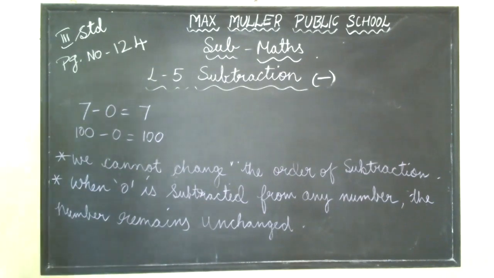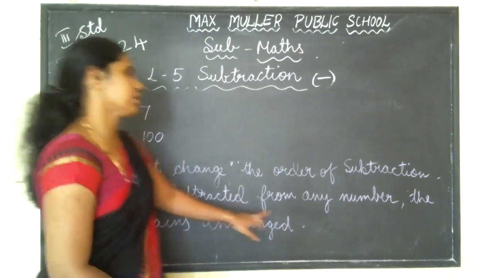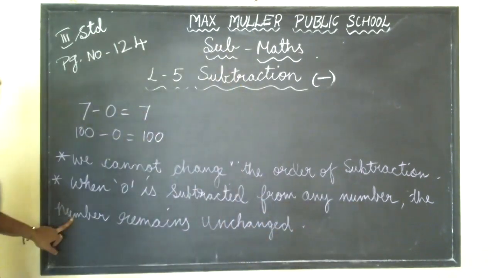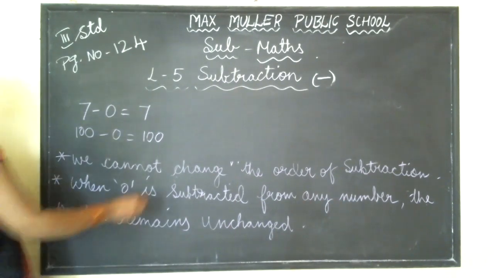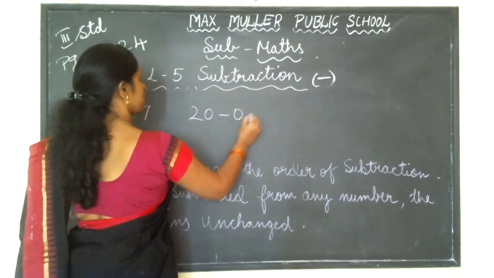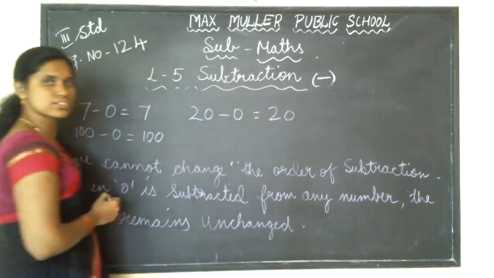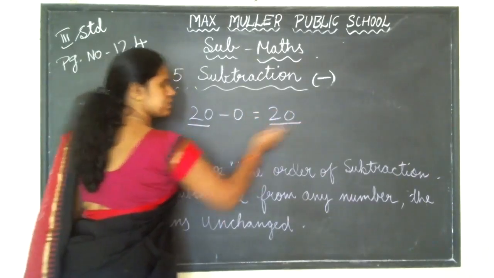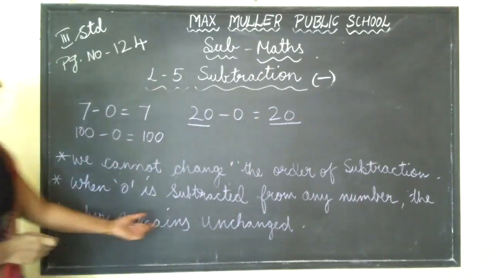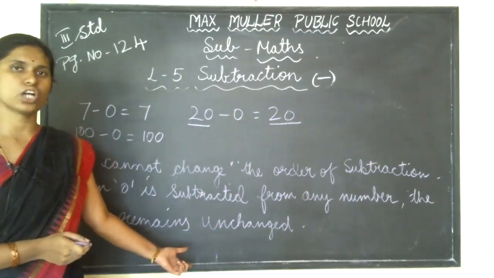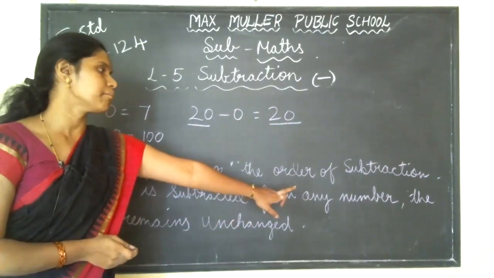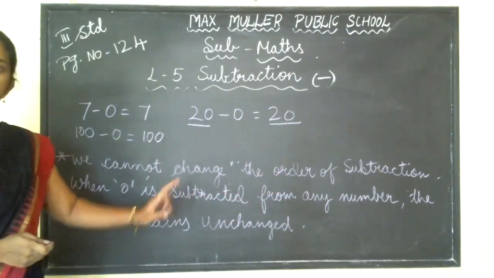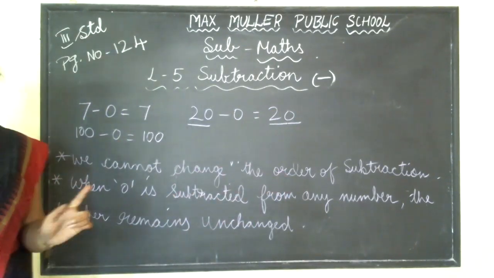100 only. The third point says when 0 is subtracted from any number, the number remains unchanged. The number will not change. See here, 20 minus 0, 20 only. The same number will be repeated as the answer. Understood all of you? The third point: when 0 is subtracted from any number, the number remains unchanged.